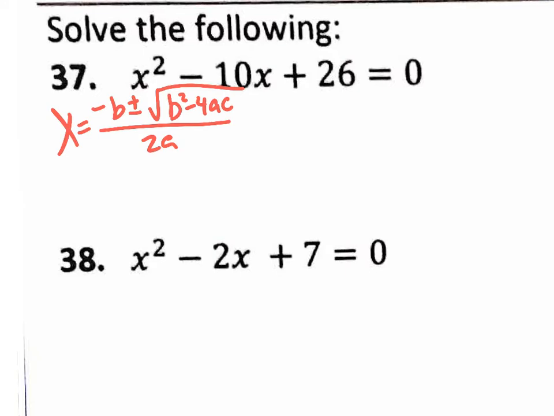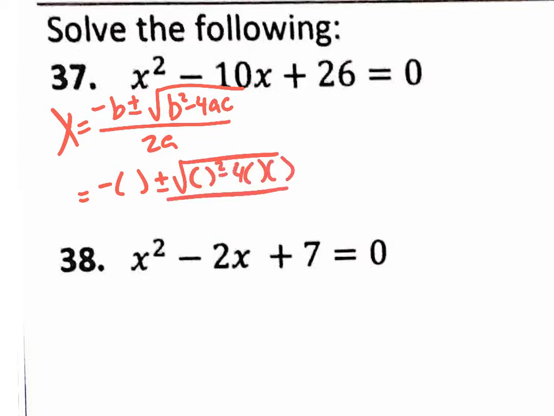And when we use the quadratic formula, let's rewrite it with parentheses instead of the b and the a and the c, all divided by 2 times a. So we identify the a value is 1, the b value is negative 10, the c value is 26. Let's plug in our b value of negative 10 right there and right there, the a value of 1 right there, and the c value of 26 right there.